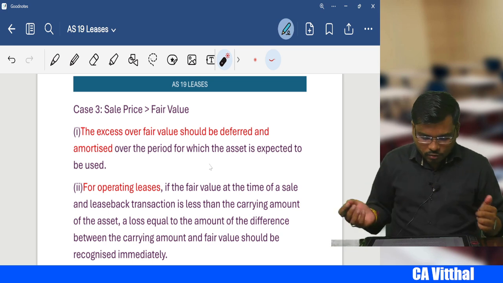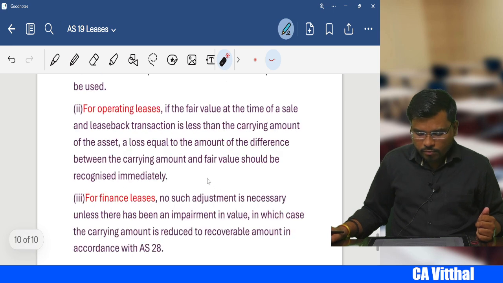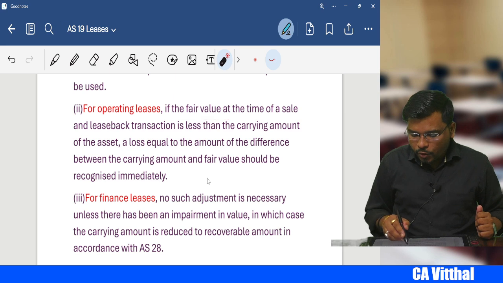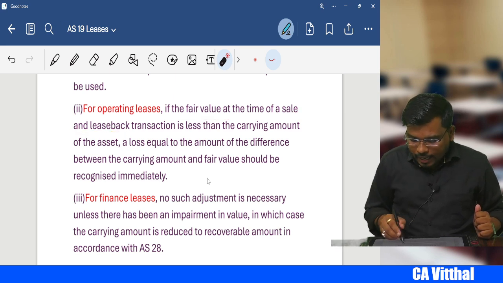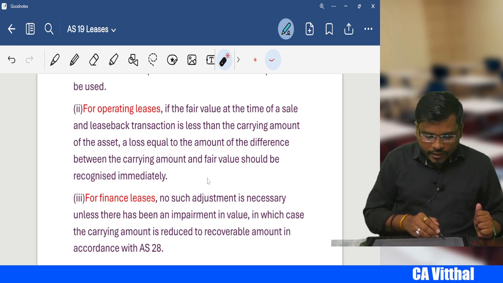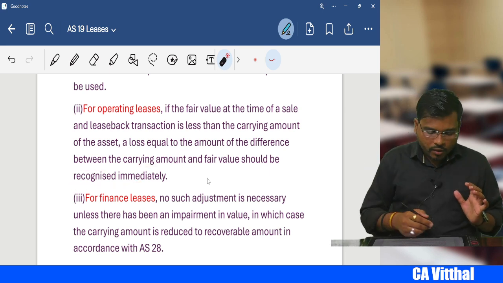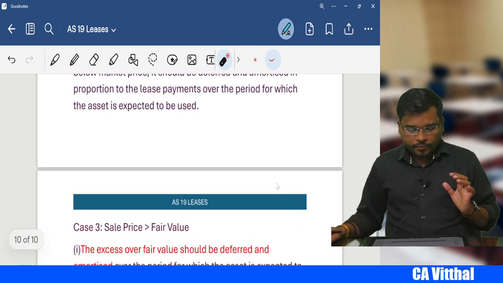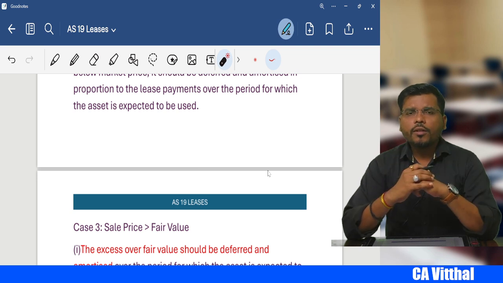Is that clear, my dear student? Right? So this is very important. These three things are very, very important from the exam point of view. Then in operating lease, if the fair value at the time of sales and leaseback transaction is less than the carrying amount of the asset, the loss equal to the amount of the difference between carrying amount and fair value should be recognized immediately. So this is not that much important for you. What is important? Up to these three, right? Is that clear, my dear student? I hope it is clear to everyone, right?